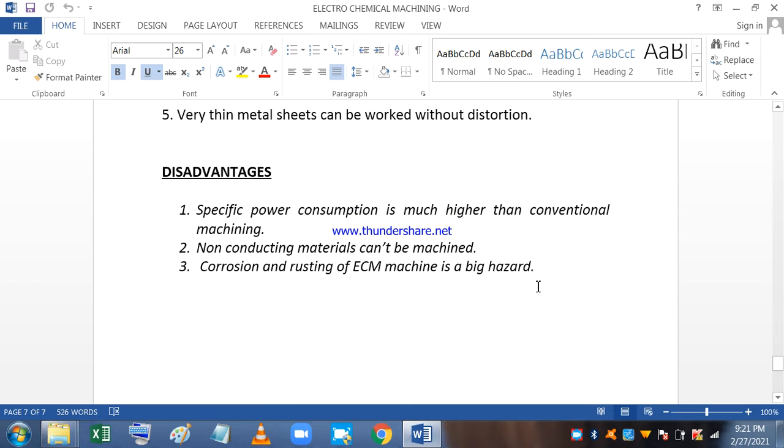The disadvantage is that the specific power consumption is much higher than conventional machining because electricity is the main source here, and non-conducting materials just cannot be machined. Corrosion and rusting of ECM equipment is a big hazard because of the involvement of saline sodium chloride solution and so on.